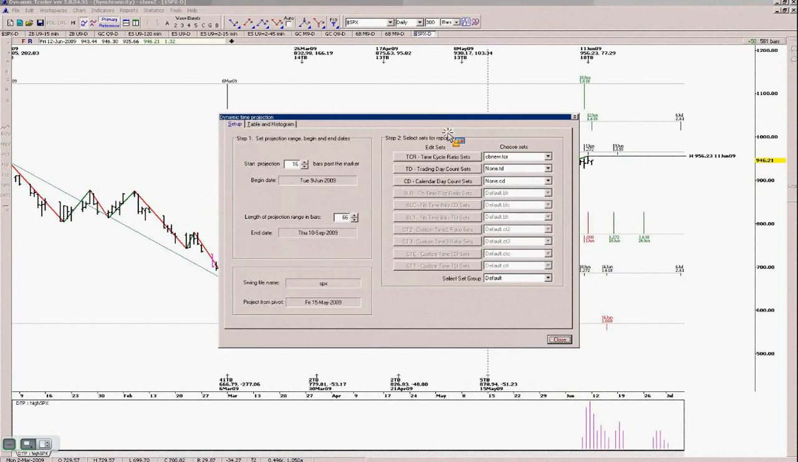Okay. Now, there are some defaults in the program, usually over here, but I don't use them. I made my own cycle ratio sets. I do not use trading day counts, so I switch it from the default to none. I do not use the calendar day counts, so I switch it from the default to none. I only like to use the time ratios here. And then what I did, to show you what's in here, you click on Time Cycle Ratio Sets.